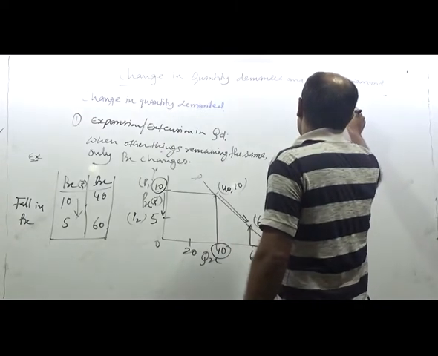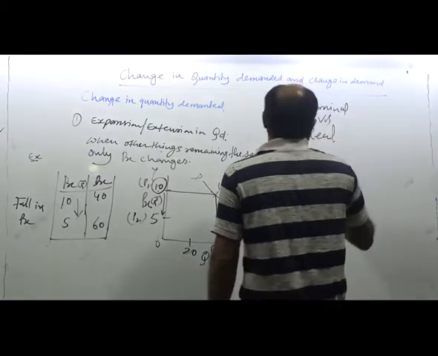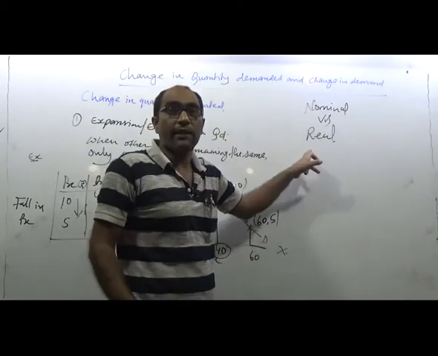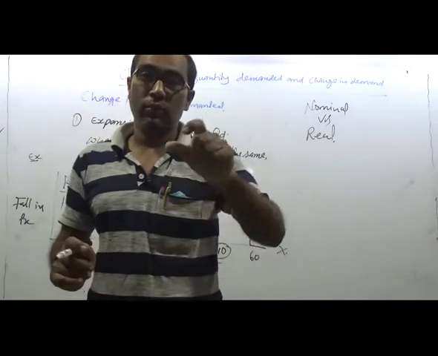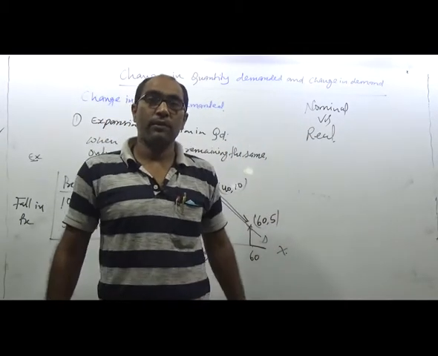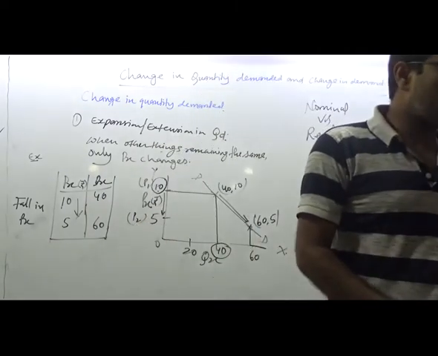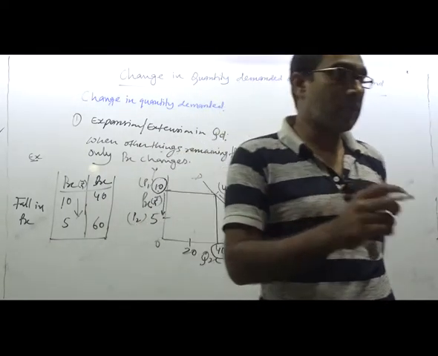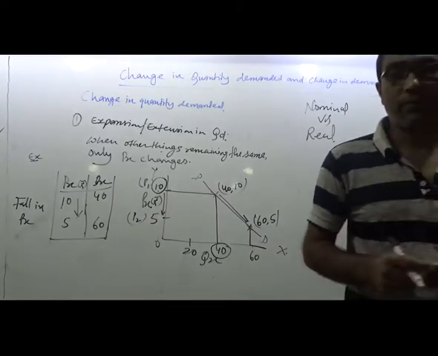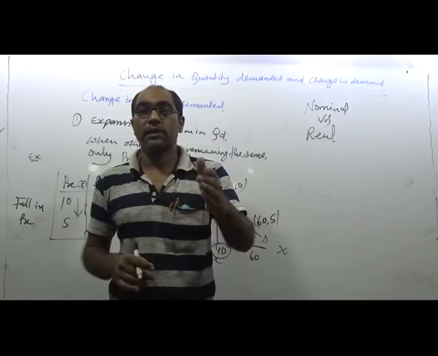Nominal income. Another is real income. Nominal and real income. Nominal income is expressed in terms of money, but real income is expressed in terms of the purchasing power of that money. So nominal income is expressed in terms of money.